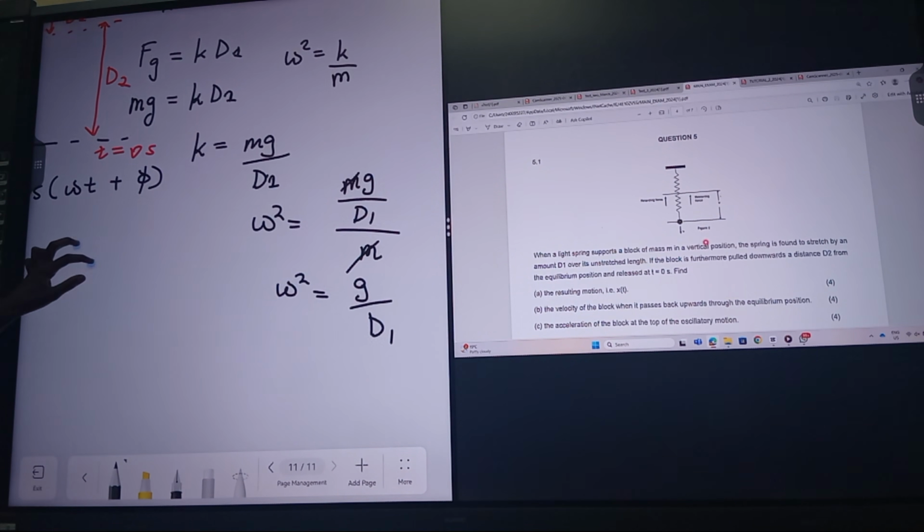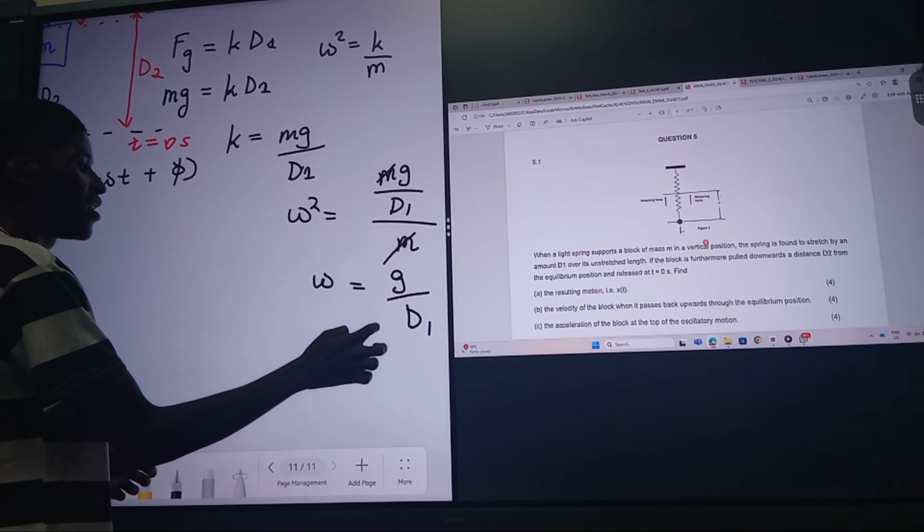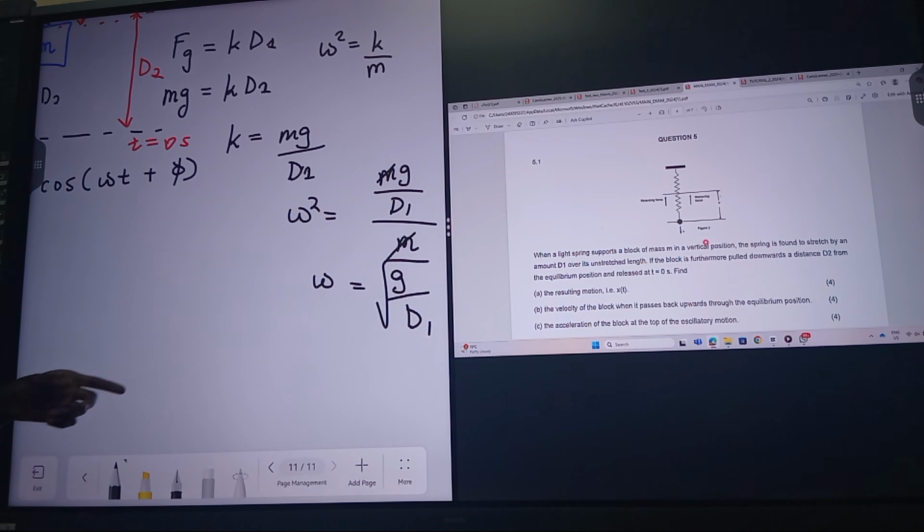But here, the thing is, we want omega, not omega squared. So how can you find omega then? Square root on both sides. So omega is the square root of g over d1. That's omega.